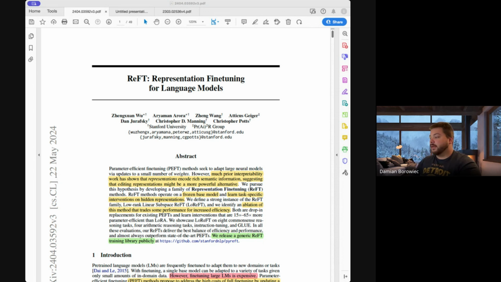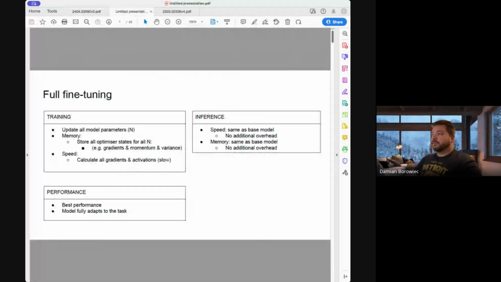It's quite cool. So before diving into the paper, I wanted to go over the current space of fine-tuning to explain how we arrived at this point of representation fine-tuning, and also explain the motivation behind this research. So I compiled a bit of information about the usual methods of fine-tuning models.